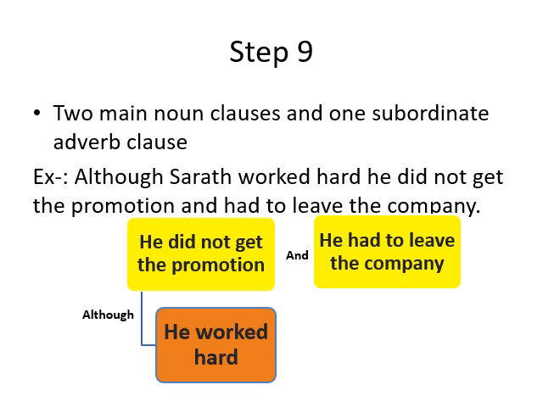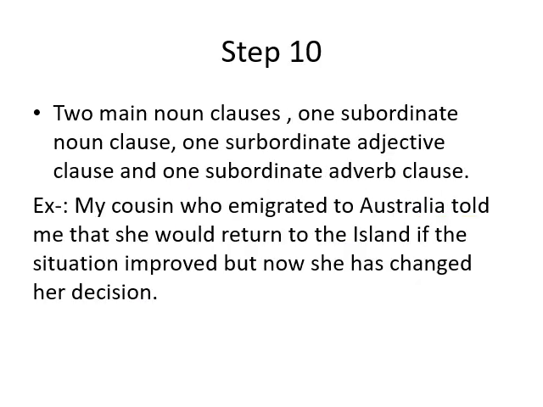But he had to leave the company, it has no dependent clauses. So that's why in the hierarchy chart, although Sarath worked hard only is connected to the main idea, he did not get the promotion. But it has nothing to do with had to leave the company in a grammatical way. Now when we come to step 10, I show you a very long sentence. Two main noun clauses, one subordinate noun clause, one subordinate adjective clause, and one subordinate adverb clause.